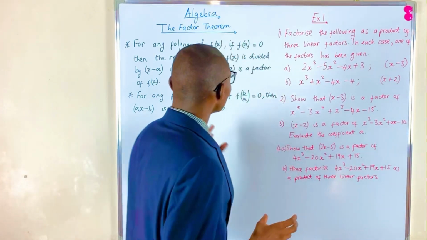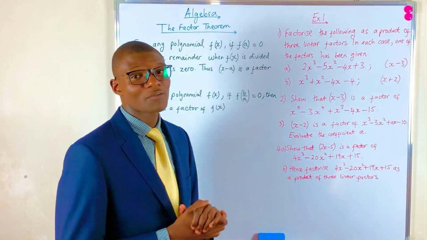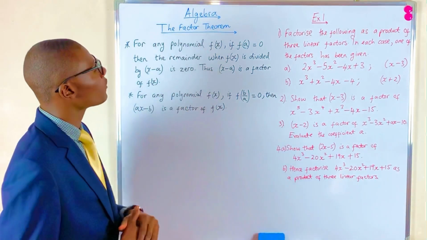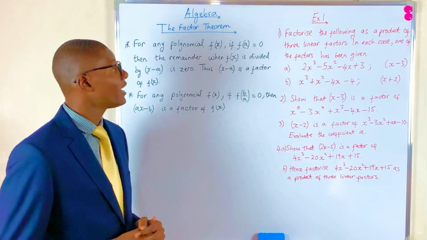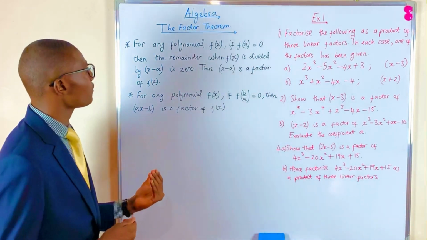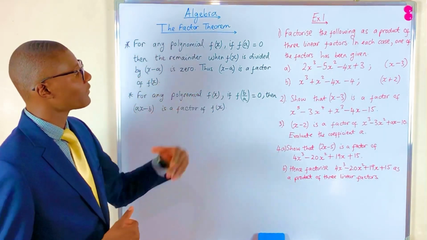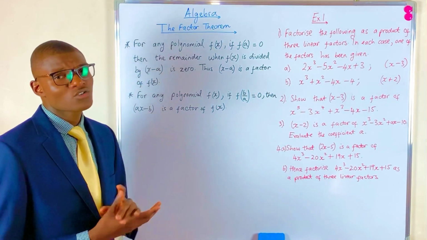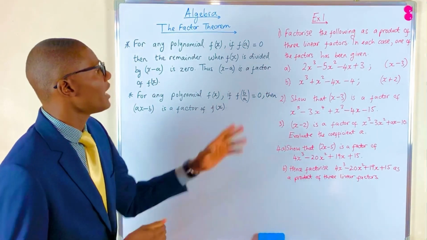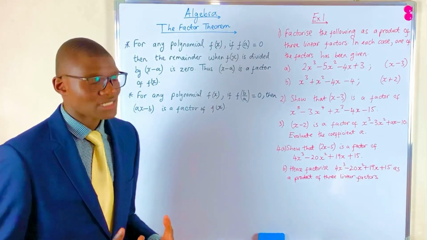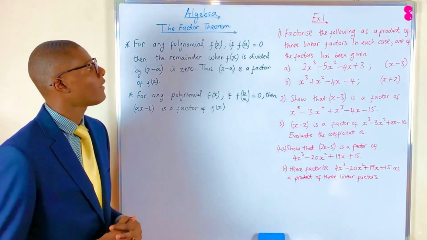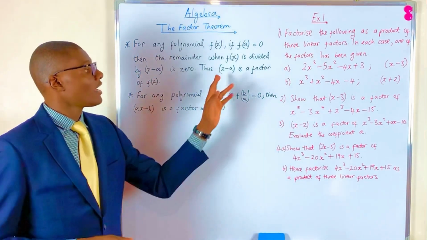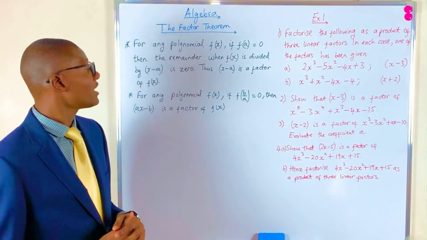So the factor theorem, we can deduce it directly from the remainder theorem, such that for any polynomial f of x, if f of a is equal to 0, then the remainder when f of x is divided by x minus a is 0. So from the remainder theorem, we know that f of a being equal to 0 simply implies that the remainder is 0, and thus we can say x minus a is a factor of f of x.